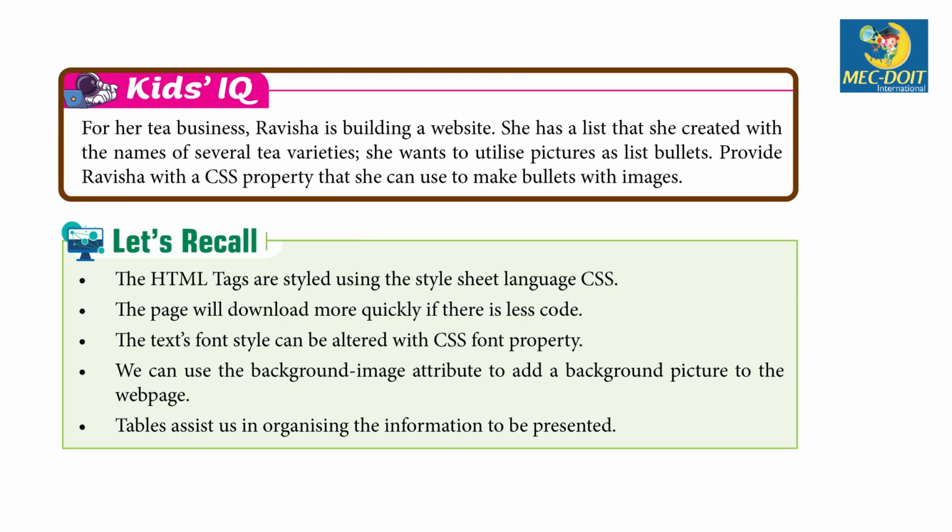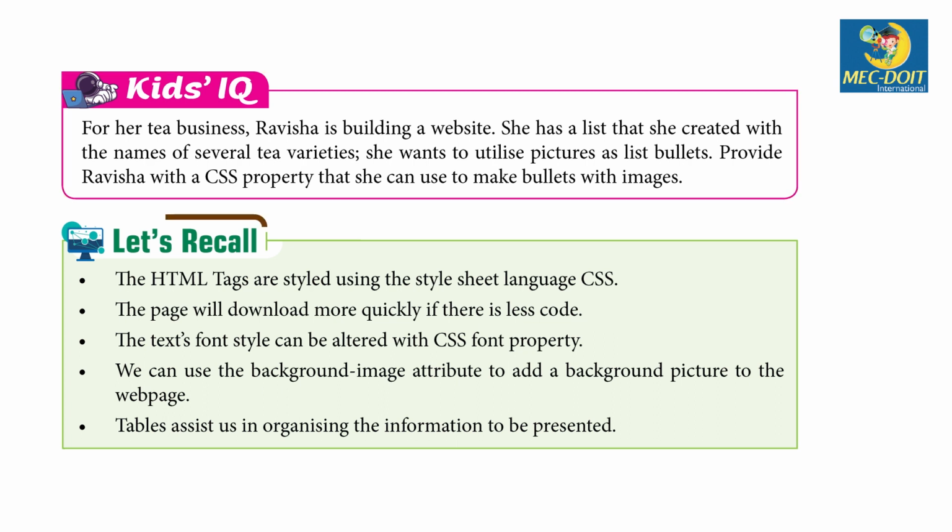Kids IQ. For her tea business, Ravisha is building a website. She has a list that she created with the names of several tea varieties. She wants to utilize pictures as bullets, as listed below. Provide Ravisha with a CSS property that she can use to make bullets with images.